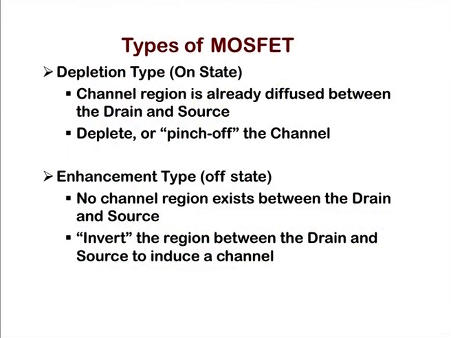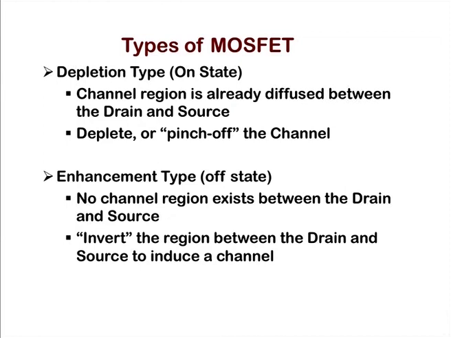So, now I will come to the types of MOSFET. Here we can divide them broadly into two categories. The first one is depletion mode, which is also called the on state. In the on state, the channel is formed between the source and drain. The second case is enhancement mode, which is also called the off state.